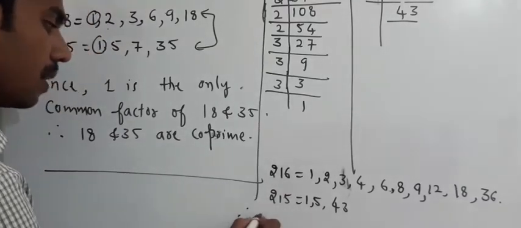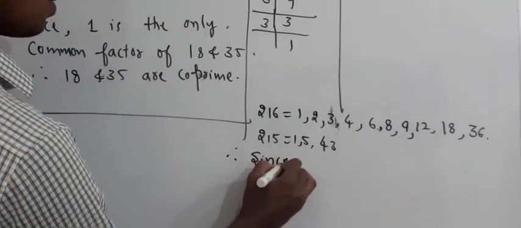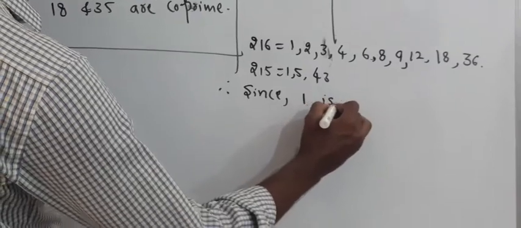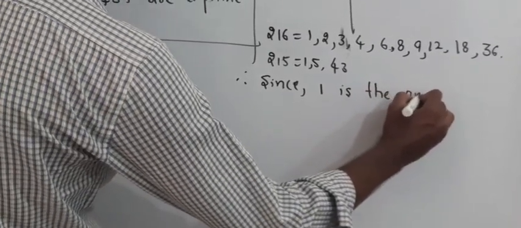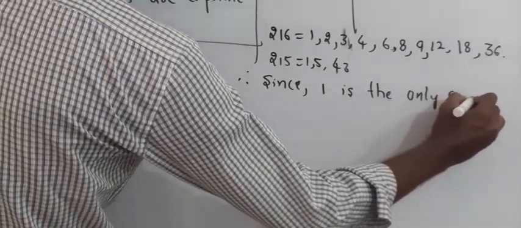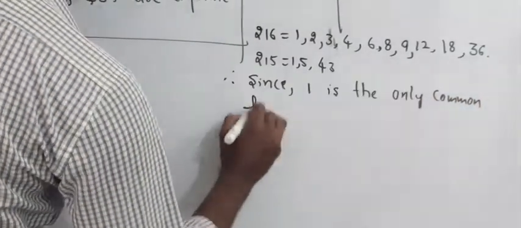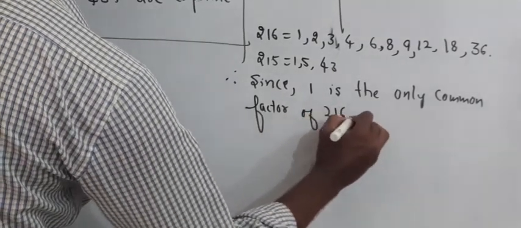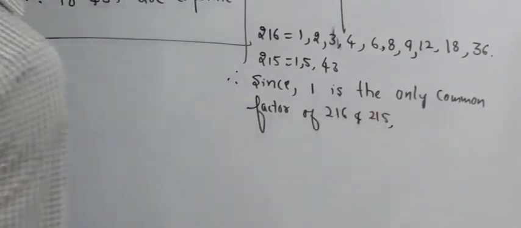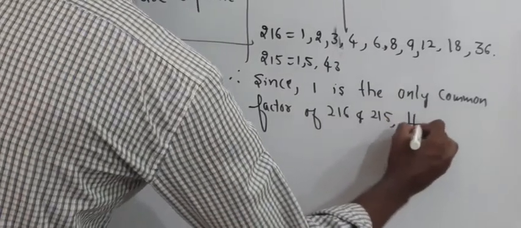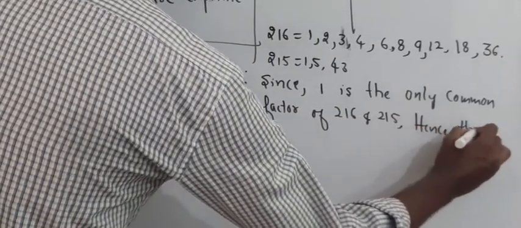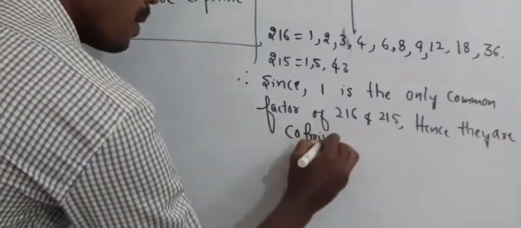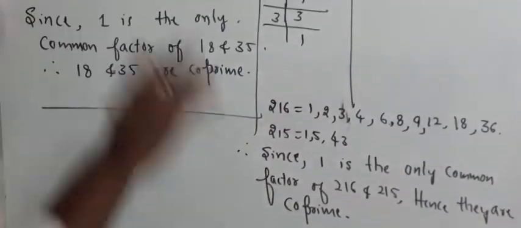Therefore, 1 is the only common factor. Since 1 is the only common factor of 216 and 215, hence they are co-prime. Please note this term.